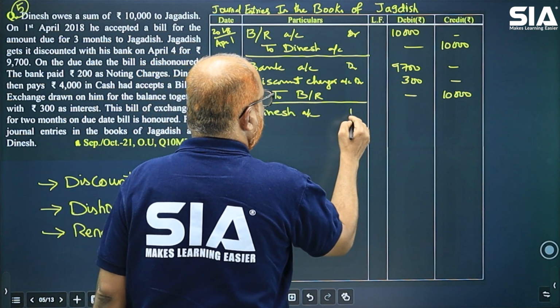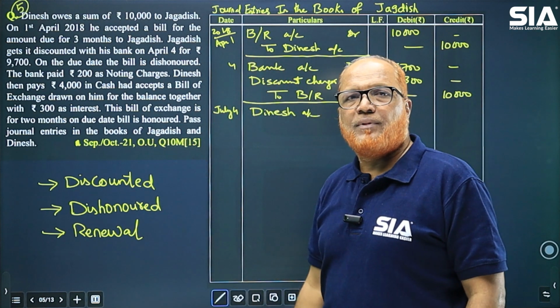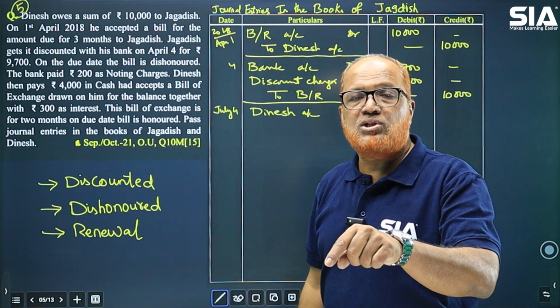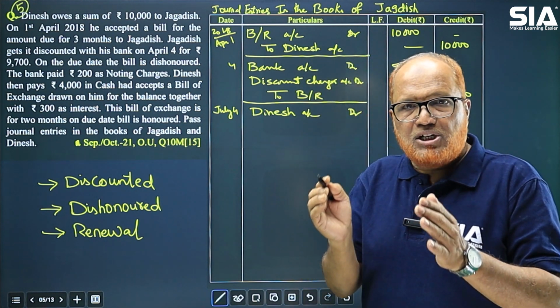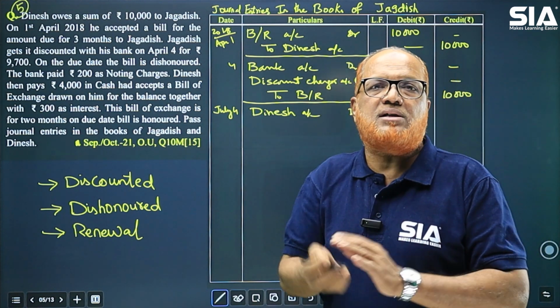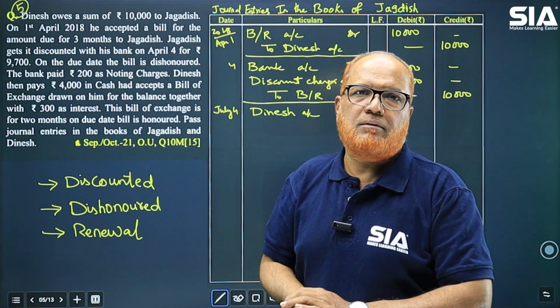Dinesh account debit. How much? Originally he was owing 10,000. Now 200 rupees noting charges will also be collected from Dinesh, because when Dinesh has dishonored the bill, then only these noting charges arise. Ultimately the burden will be on the head of the drawee, right?